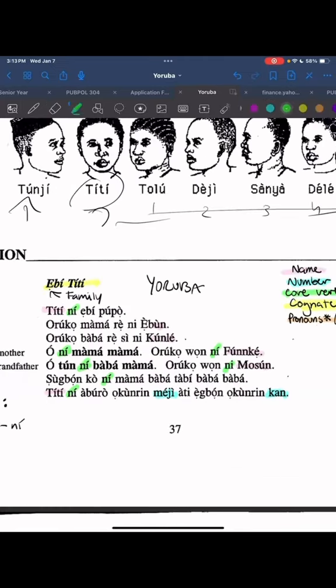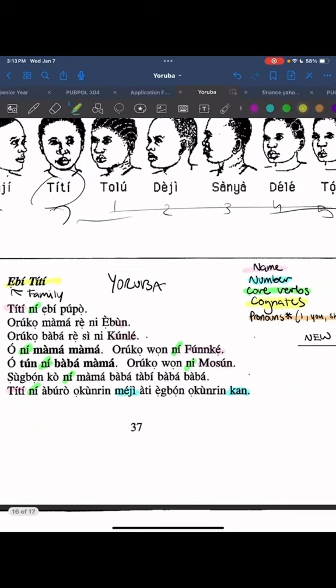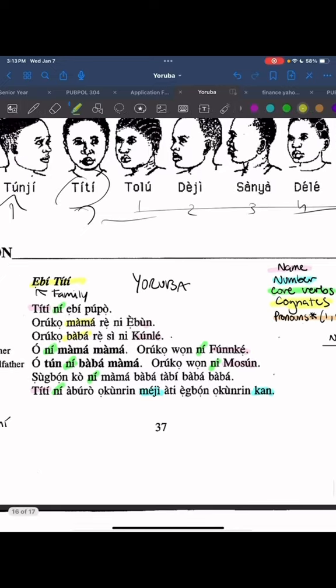The next thing you're going to want to do is look for cognates. Now, cognates are words that are similar across different languages. We use the word mama in English. It means mom, and it means the same thing in Yoruba. Baba, we might not use that word in English, but that's a common word across languages to mean father. So right now, I already know mama, baba. I already know what those words mean. I didn't need to look it up.